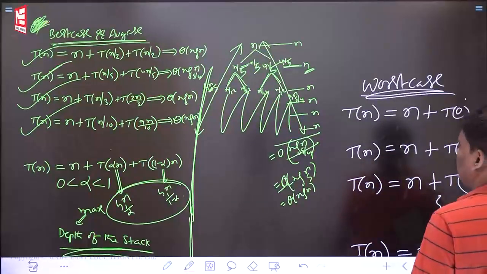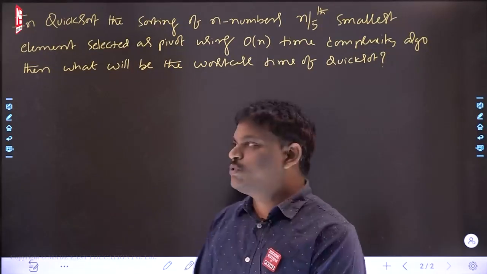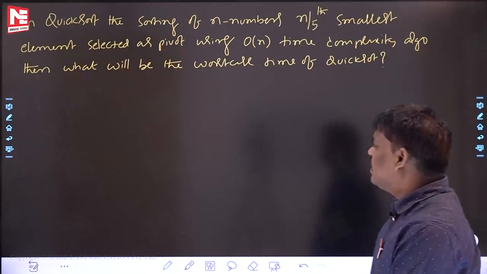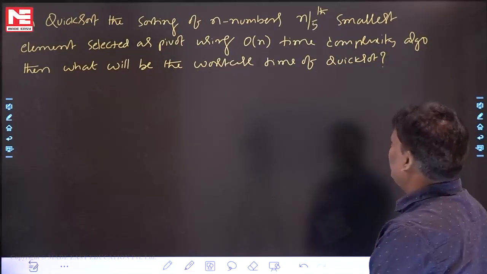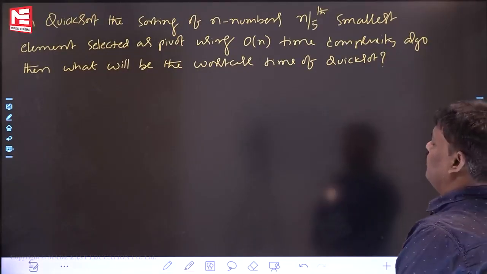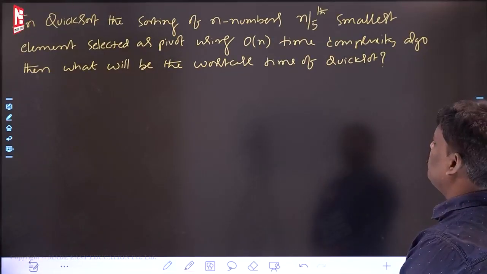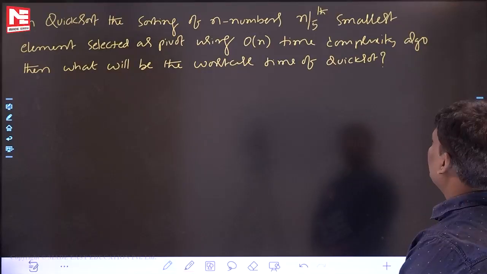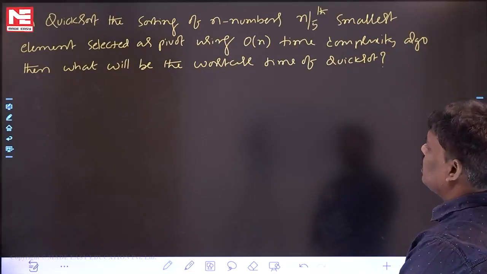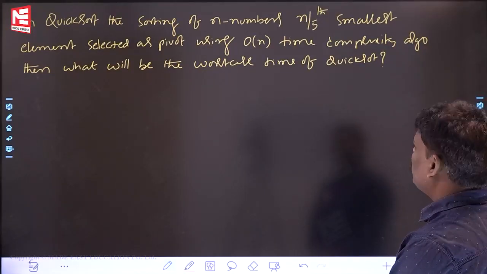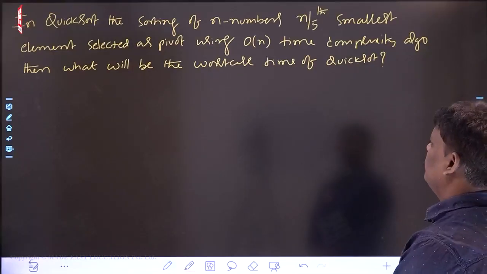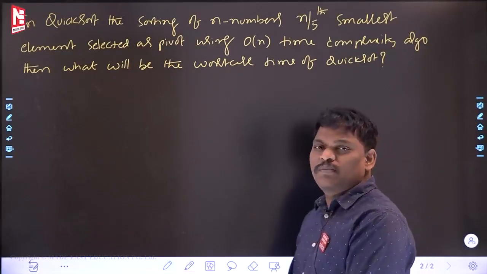Fine. So, see the next problem of quicksort. One problem we already did. See the next problem. I am reading this problem. In quicksort, for sorting n numbers, the n by 5th smallest element is selected as the pivot using an order of n time complexity algorithm. Then what will be the worst case time complexity of quicksort? He wants to say simply one small line.